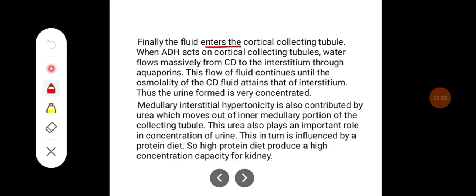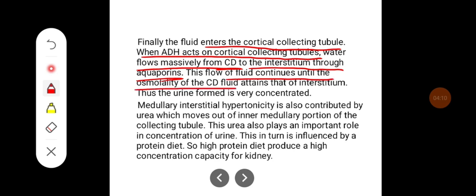Finally, the fluid enters the cortical collecting tubule. When ADH acts on the cortical collecting tubules, water flows massively from the collecting duct to the interstitium through aquaporins. This flow of fluid continues until the osmolarity of the collecting duct fluid attains that of the interstitium. Thus, the urine formed is very concentrated.